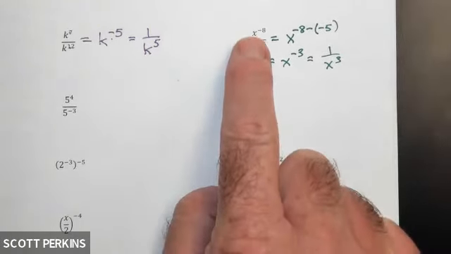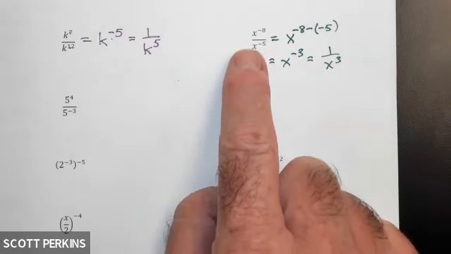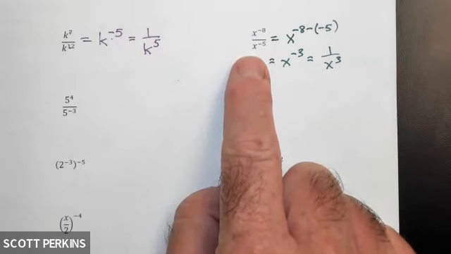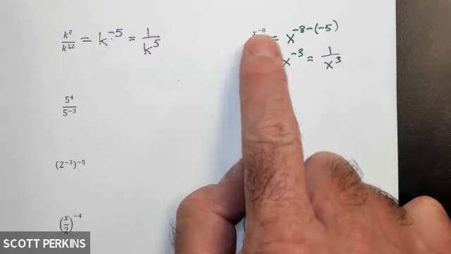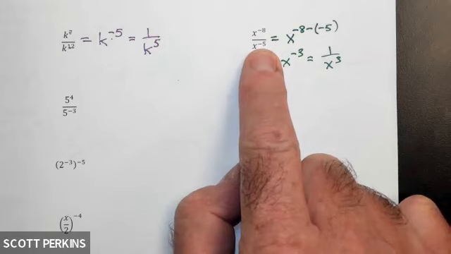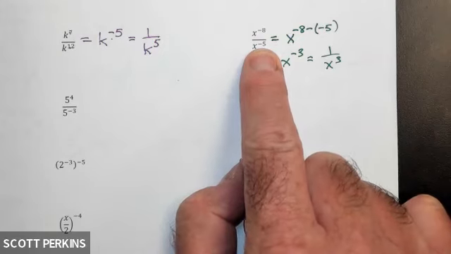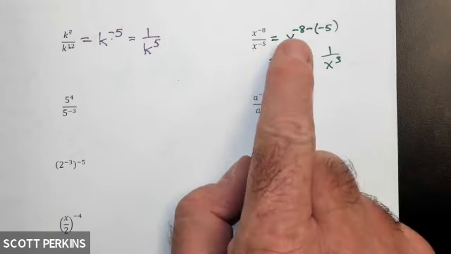I'm doing the problem as it's set up as a quotient. Quotient rule says you subtract your exponents. Okay, so I take the numerator, negative 8, and I'm going to subtract the denominator, negative 5. So when I subtract a negative number, though, that becomes negative 8 plus 5.